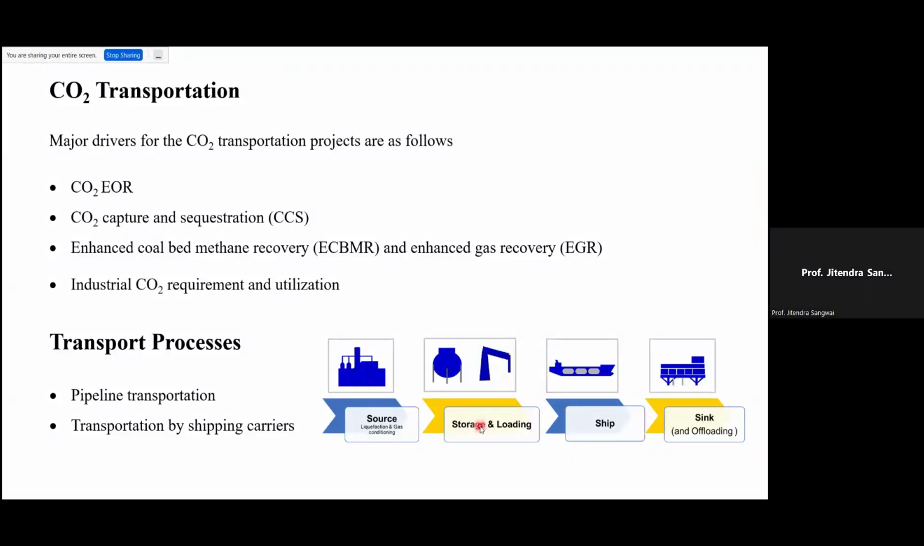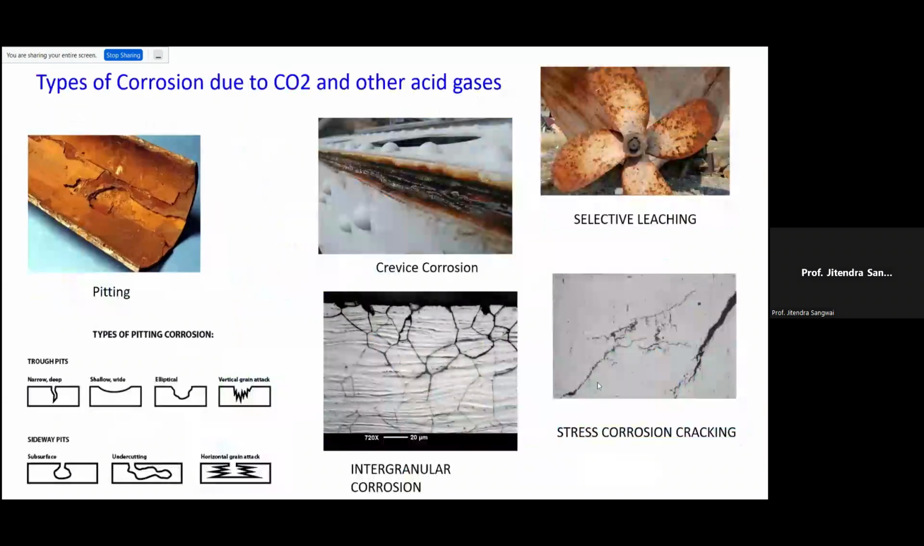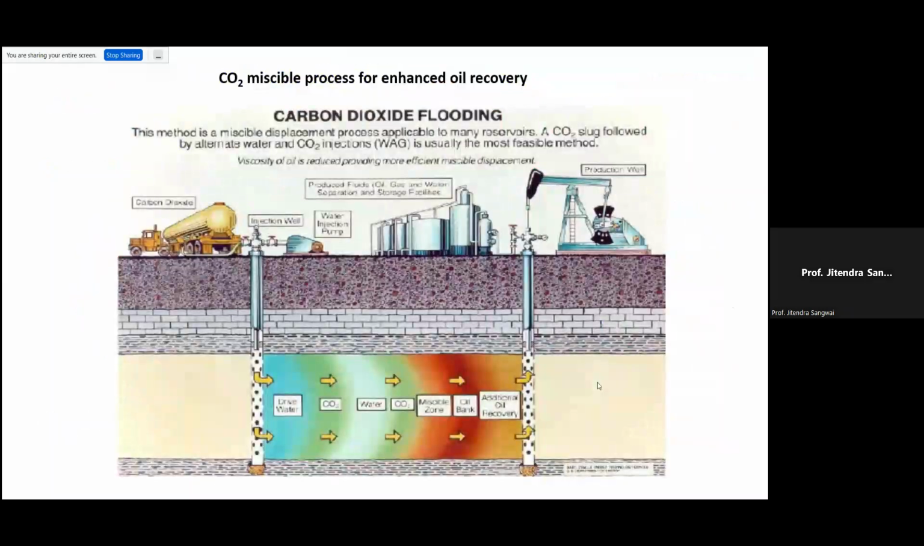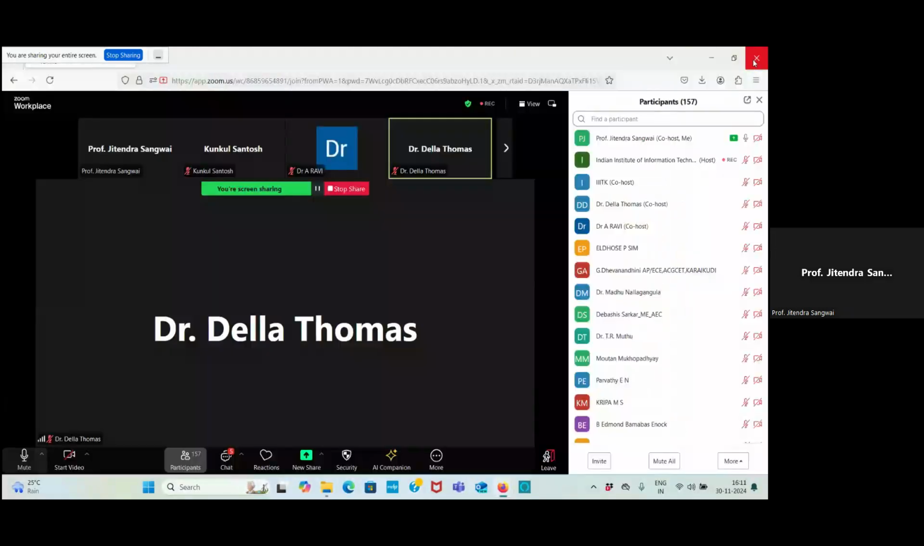So once you capture that carbon dioxide, you have to transfer that from source to storage sites. Either you can do that through pipelines, or through ships and sink, right? So the transportation part, I'm not going into detail right now, but I'll show you in my next talk. Sorry, I'll just share that. Wait a minute.